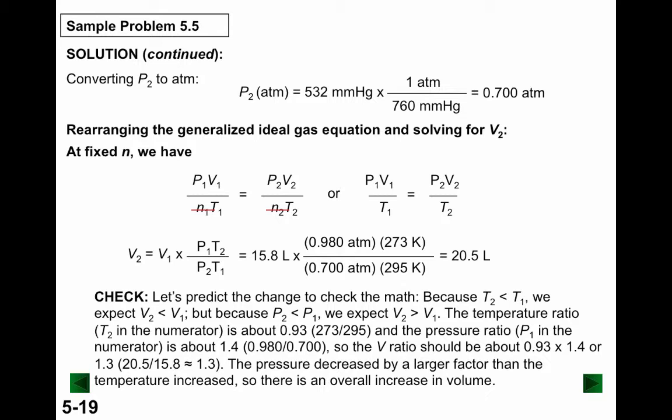Remember we stated earlier that the amount of helium does not change, so the N terms cancel out. This leaves us with P1 V1 over T1 is equal to P2 V2 over T2. Now we need to rearrange the equation so that we can isolate V2 on one side of the equal sign by itself, plug in our values, and solve for V2.